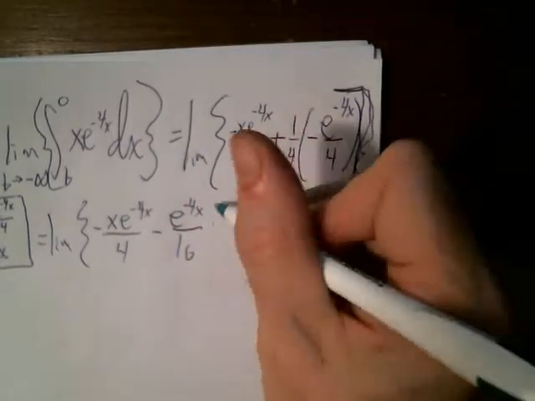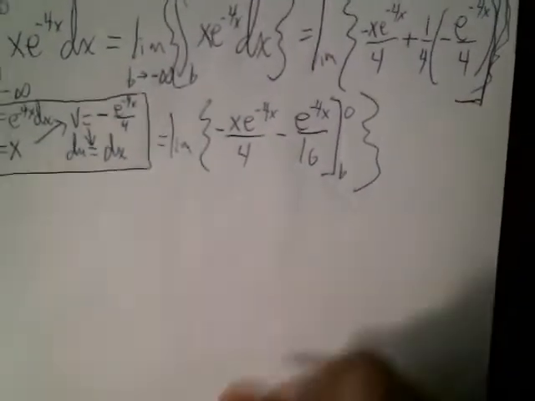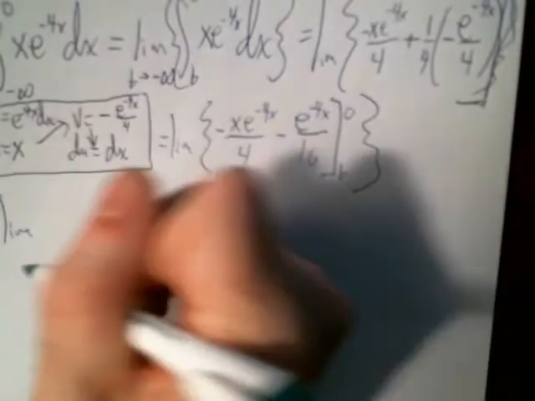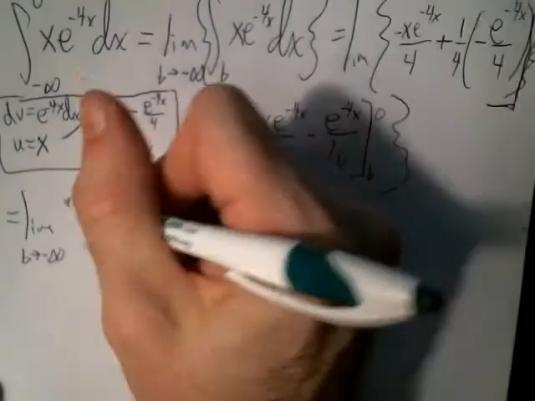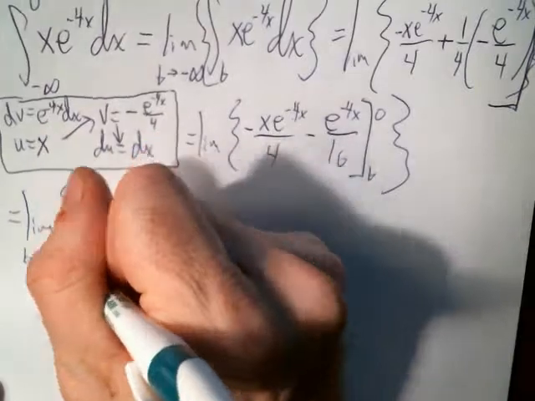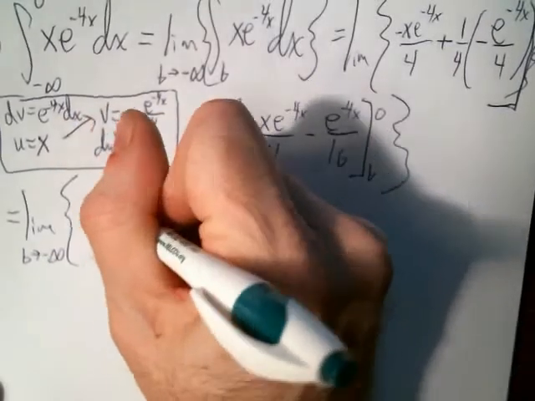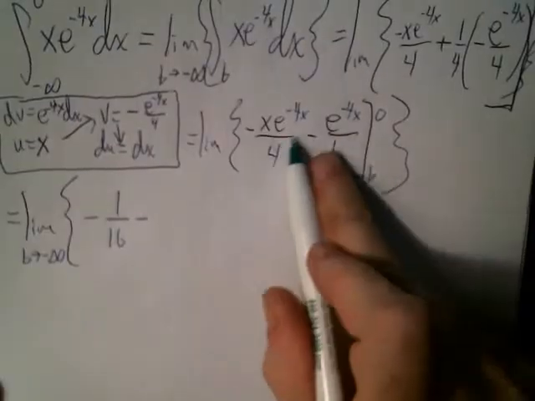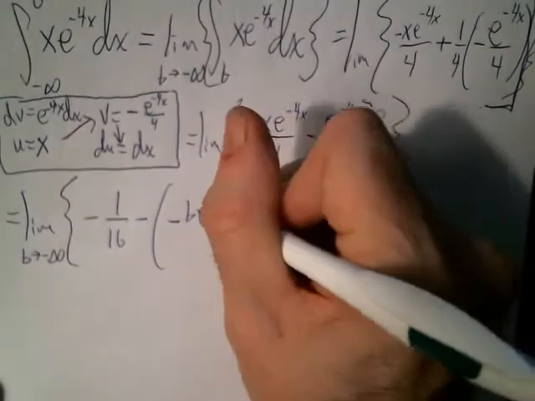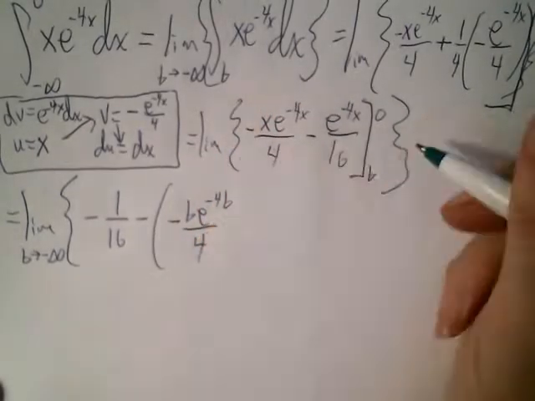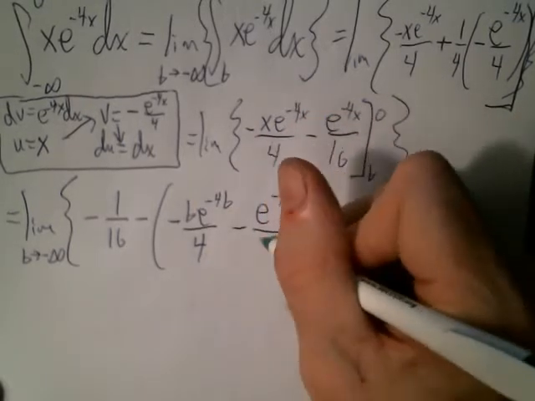Okay, I need to go from b to 0. So let's plop that material in. And we get the limit as, and might as well tell our reader where we're going, b to negative infinity. Okay, so this thing evaluated, we put in 0, this is 0, minus 1 over 16, and then minus this thing with b in it. So you'd have negative b e to the negative 4b all over 4. And then this thing with b in it is negative e to the negative 4b all over 16.